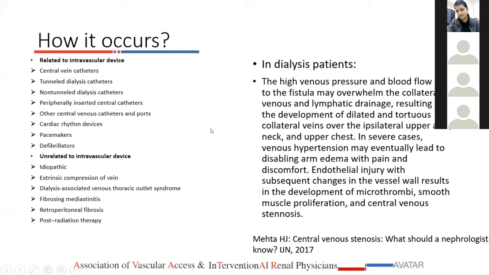Now, what happens in dialysis patients? The high venous pressure and blood flow due to the fistula may overwhelm the collateral venous and lymphatic drainage, resulting in the development of dilated and tortuous collateral veins over the ipsilateral upper arm, neck, and upper chest. In severe cases, venous hypertension may eventually lead to disabling arm edema with pain and discomfort. Endothelial injury with subsequent changes in the vessel wall results in the development of microthrombi, smooth muscle proliferation, and central venous stenosis. So this is the physiology by which you get it.